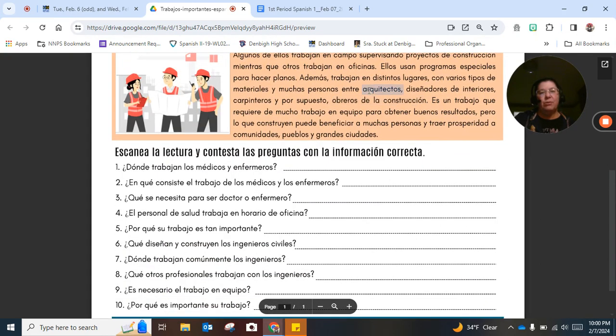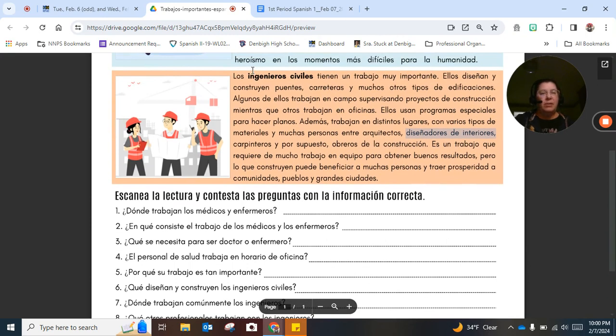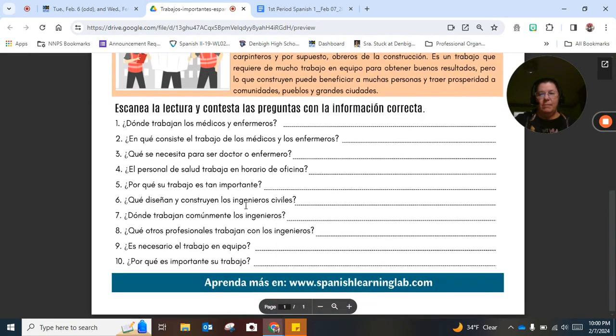Okay, so what are arquitectos? What are carpinteros? What are obreros de la construcción? Something of construction. Well, they're building stuff. Probably construction workers. Now, this diseñadores de interiores. Okay, you're talking about civil engineers, architects, carpenters, construction workers, interior whats? Take a pause and think. You've got this, okay? You're doing just fine. All right, we are almost done. You've got this. So then we have 9 or 10.